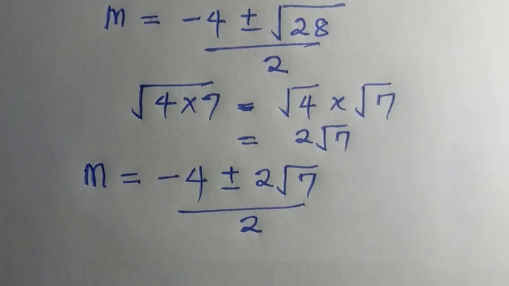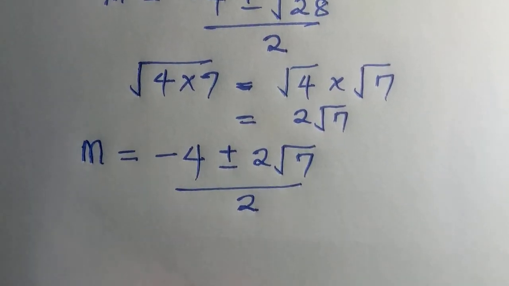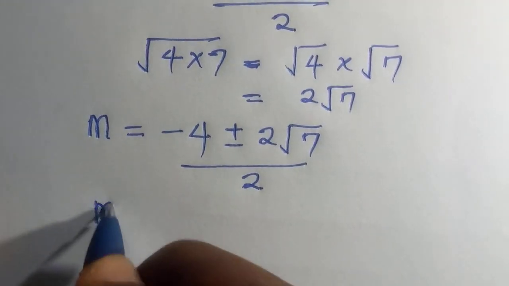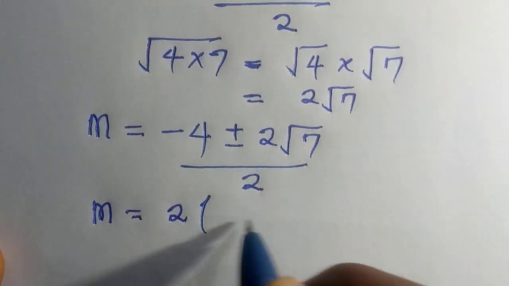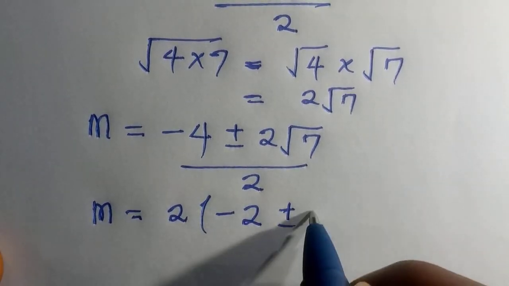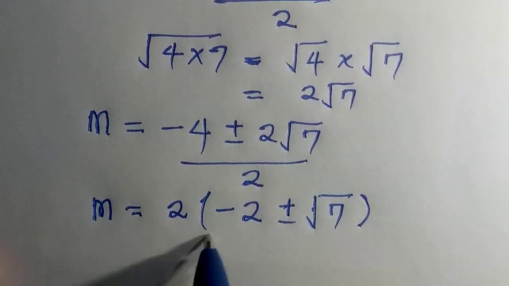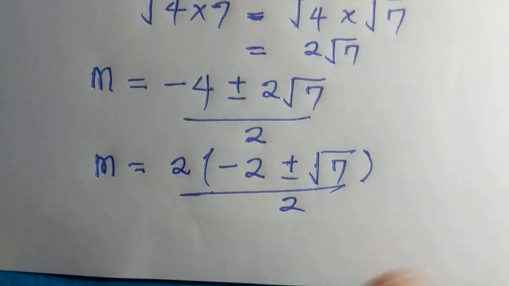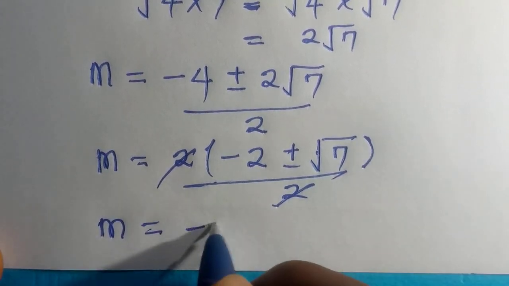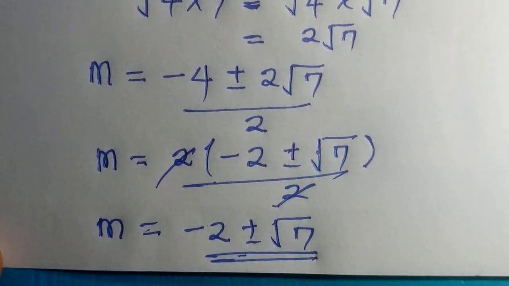And let's look at this. At the numerator, we have 4 and 2, which means 2 can be factored out and cancels the 2 at the denominator. We have m equals 2 into bracket of minus 2 plus or minus root 7 divided by 2. So when 2 cancels 2, we have m equals minus 2 plus or minus root 7. And here is the result for this.